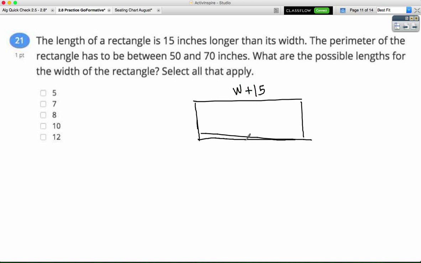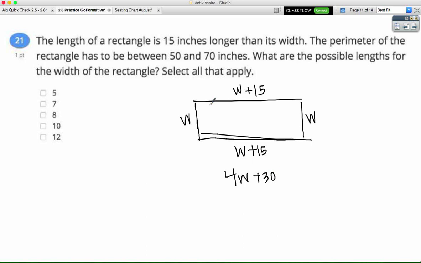I know that rectangles have sides that are equal but opposite. I don't know what the width is, so I'm just going to label those as W. And I know that I find a perimeter by adding all four sides. Well, if I collect like terms, I have 1, 2, 3, 4 W's. And 15 plus 15 is 30.